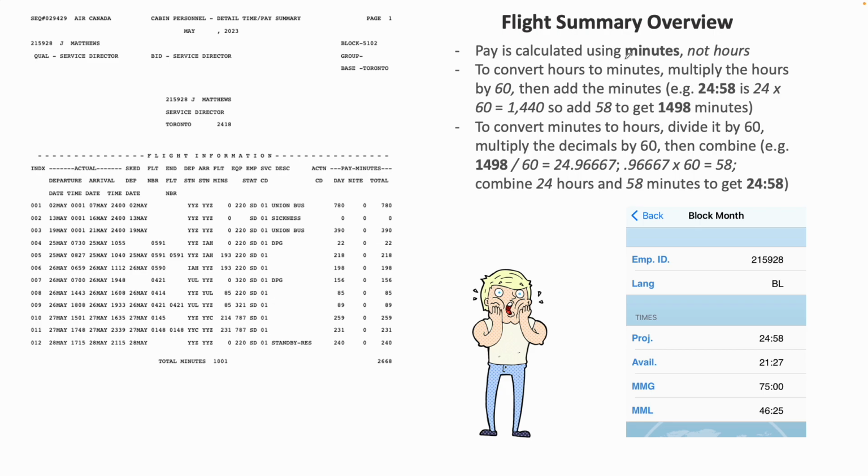To convert hours to minutes, one must multiply the hours by 60 and then add the minutes after. So for example, with 2458, we have 24 for the hours. Take 24, multiply it by 60, and that will get us 1,440 minutes. Then we take the remaining 58 minutes and add that to the 1,440 minutes. And then in total, that gets us to 1,498 minutes.